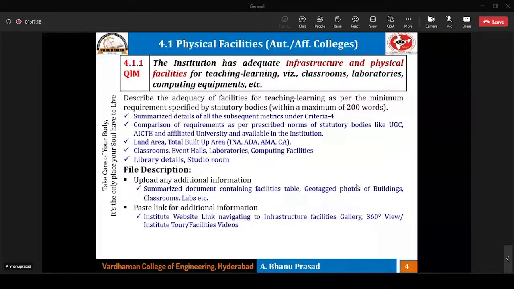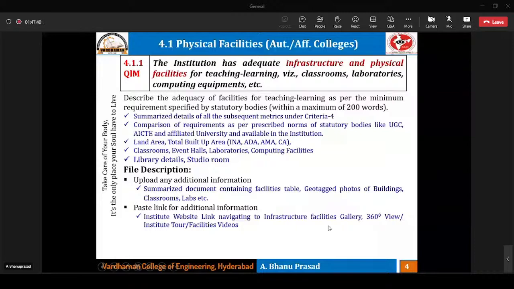So built-up area is divided into 4 sections: instructional area, administrative area, amenities area, and 25% of these 3 is the circulation area. So this is where the actual physical resources can be projected.